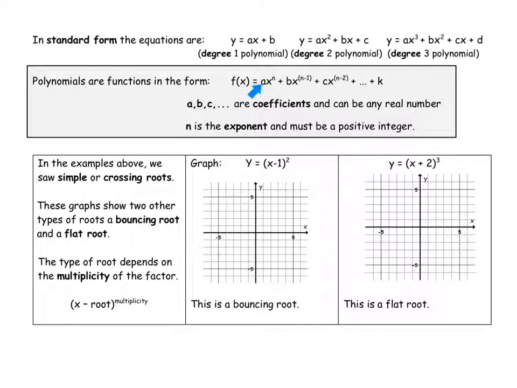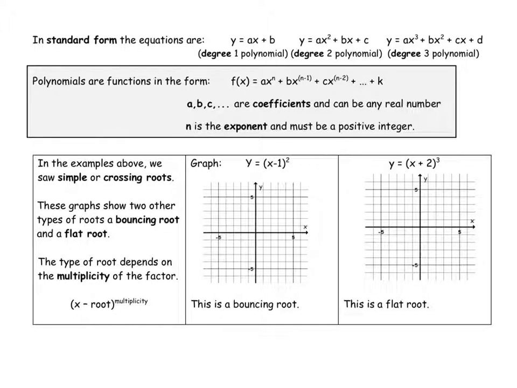The coefficients, a, b, c, etc., can be any real number, but the exponents have to be a positive whole number, a positive integer. For this first part, we're just dealing with the quadratic and the cubic to see what type of roots they create. In just a moment, we're going to get into higher degrees. So whatever we call the exponent is called our multiplicity, and that can determine what type of root we have.